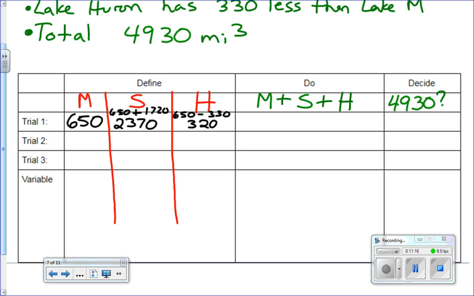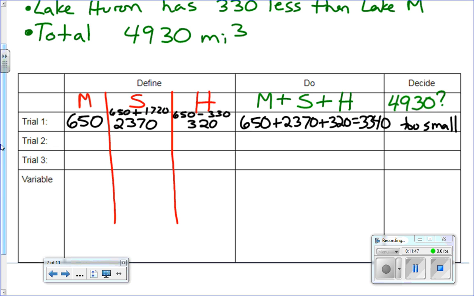Okay, so then you added them all together to get, so 650 plus 2,370 plus 320, and what was it? 3,340. And was that too big or too small, Manny? Too small. All right. So 650 was too small. So you guys, you need to have it written down on your paper.